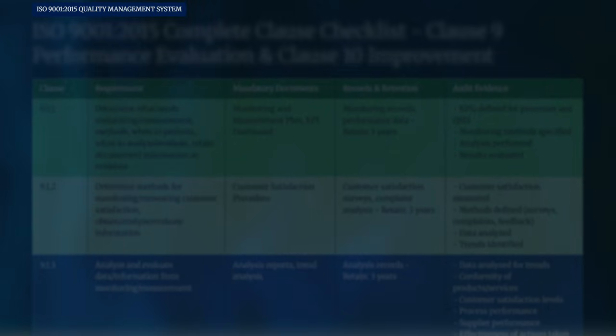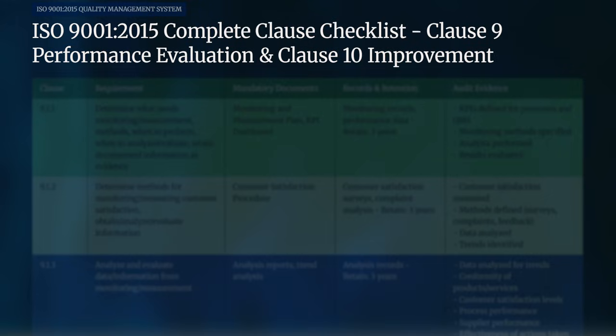Now let's take a look at clause 9. We are continuing with the complete clause checklist of ISO 9001:2015, and now we are in clause 9, the performance evaluation, and clause 10, improvement.